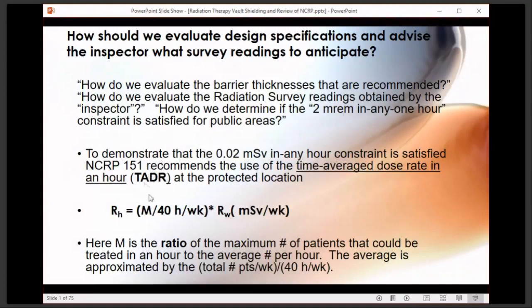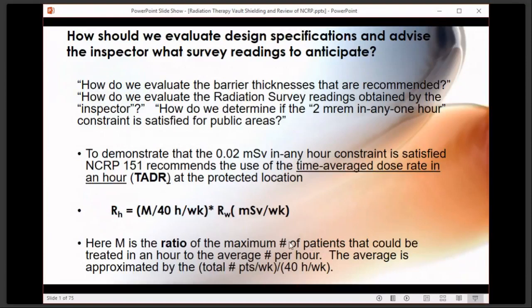And the way that is done, at least the way NCRP 151 recommends that it be done, is to calculate this time average dose rate in any 1 hour, called RH, time average dose rate in any 1 hour. And it's calculated from the time average dose rate per week times a factor which is M over 40 hours per week. And this M is the ratio of the maximum number of patients that could be treated in any 1 hour to the average number per hour.